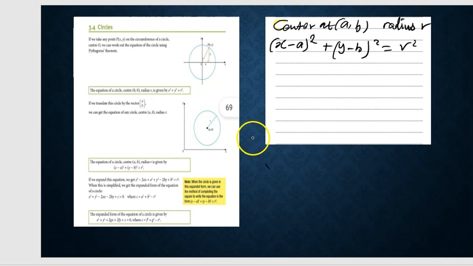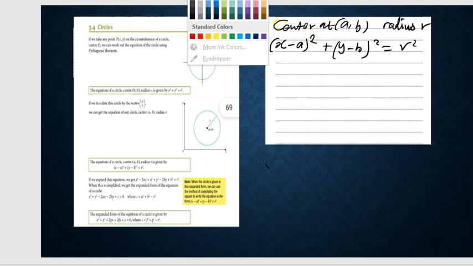Now, when we look at this equation, the distance formula is used to define a circle, right? So a circle is a locus. And what do we mean by a locus? It is a set of all points. A circle is a locus because it is a set of all points that are a fixed distance, and that distance is what we call distance r, from a point (a, b).